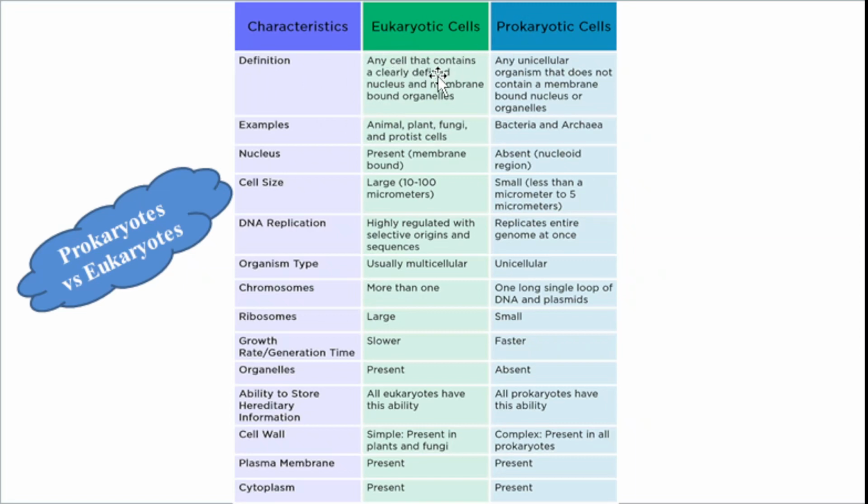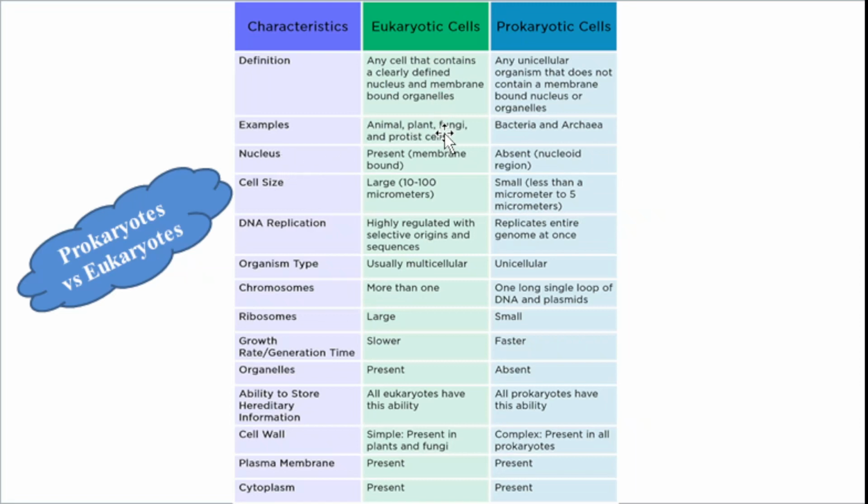Any cells that contain a clearly defined nucleus and membrane bound organelles are called eukaryotic cells. In the case of prokaryotic cells, they are unicellular organisms that do not contain a membrane bound nucleus or organelles. The second one is examples. Examples of eukaryotic cells are animal cells, plant cells, fungi and protist cells. In the case of prokaryotes, bacteria and archaeal cells are examples of prokaryotic cells.